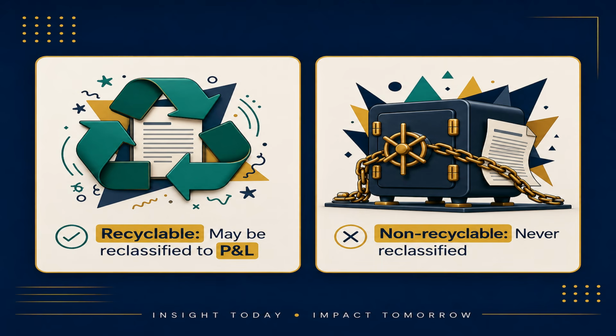OCI is divided into two categories. Recyclable items may later be reclassified to profit or loss, such as certain foreign currency translation differences when a foreign operation is disposed of. Non-recyclable items, such as certain revaluation gains on property, remain outside profit or loss. IAS 1 requires these two categories to be presented separately.